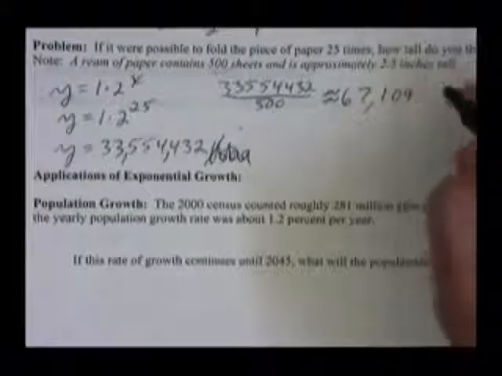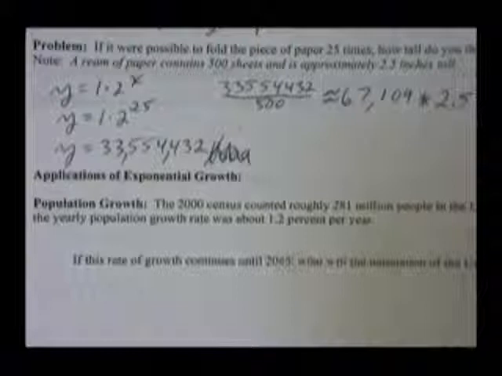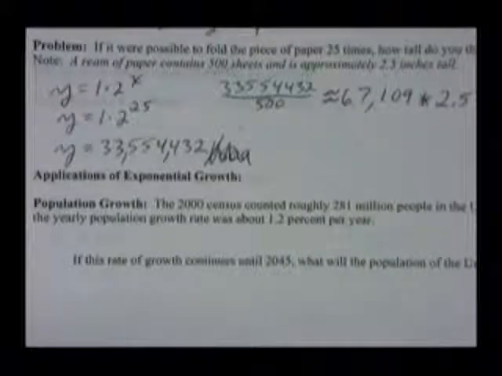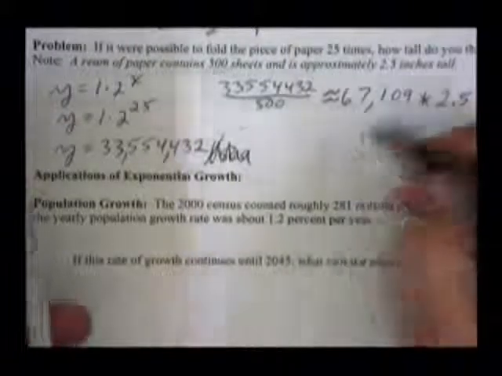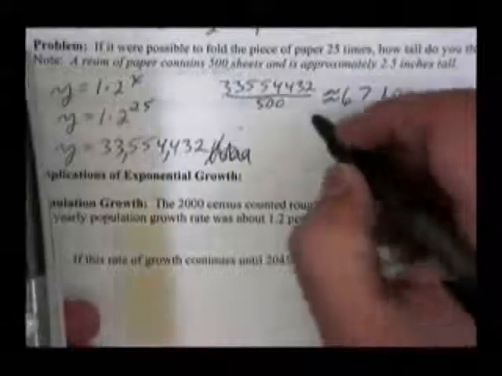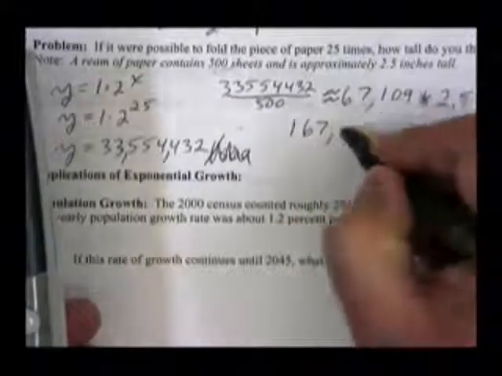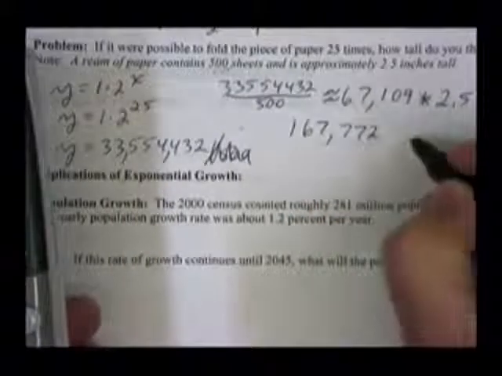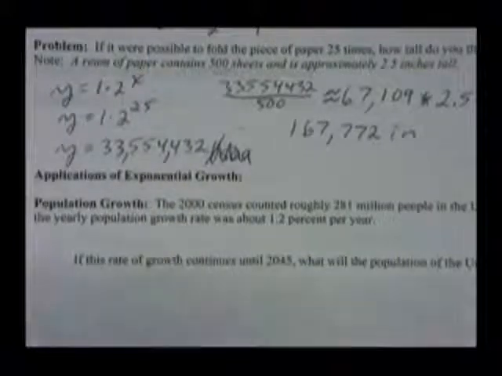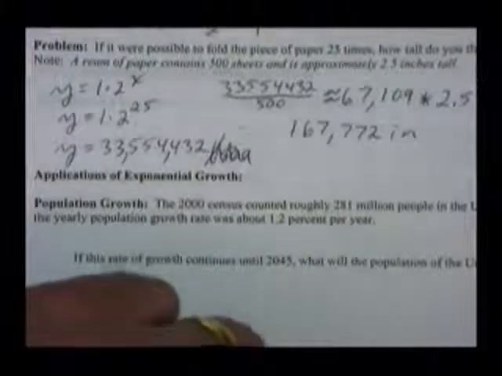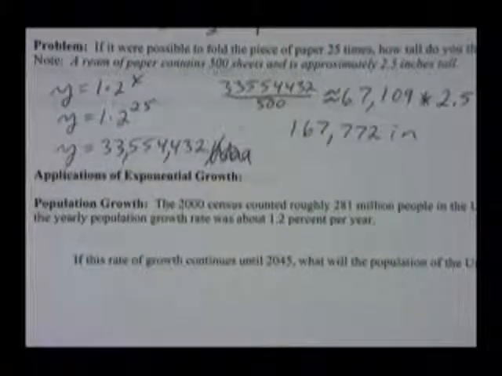So I'm going to multiply that by 2.5 inches each. So 67,108 times 2.5. And I'm just leaving the numbers in there so that I don't have to redo this every time. I get 167,772 inches. Well, most people can't picture 167,772 inches.